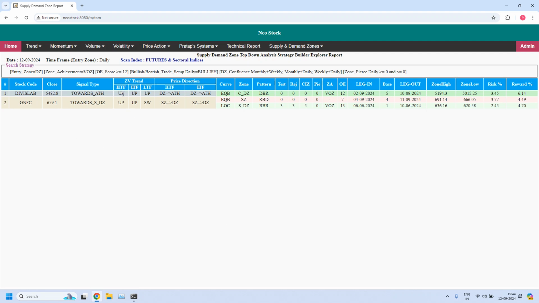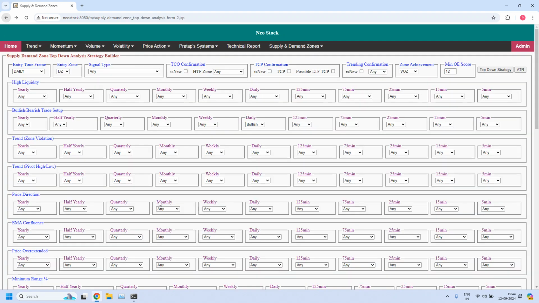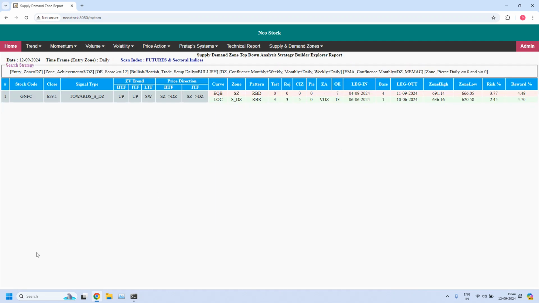Now let's verify, because the HTF trend, that means the monthly trend, is an uptrend for both stocks. If monthly EMA confluence is there in any of these stocks, that is a high probability trade setup. So I am adding the EMA confluence filter in the monthly time frame, monthly demand zone with monthly EMA confluence. Only GNFC is having monthly EMA confluence.